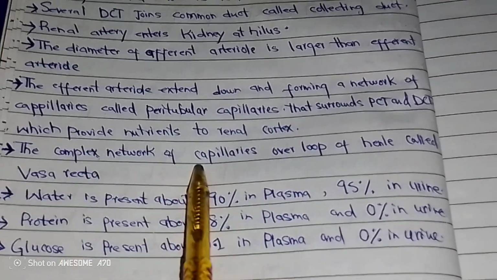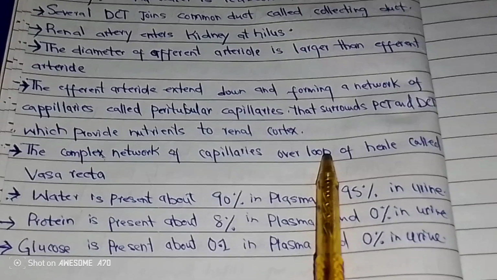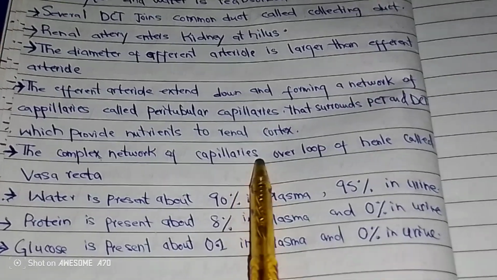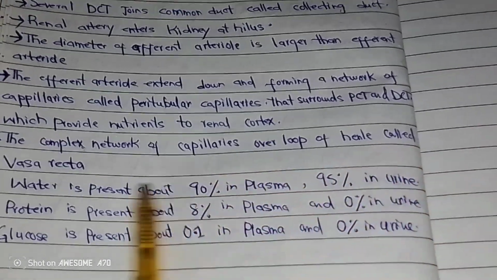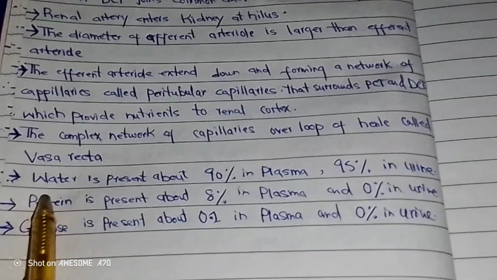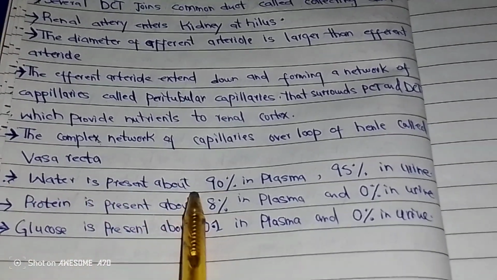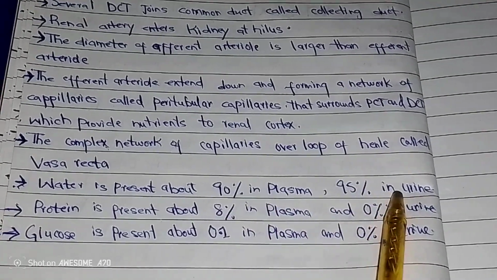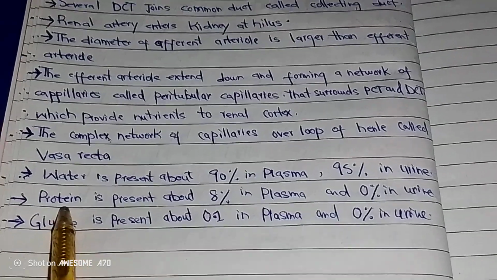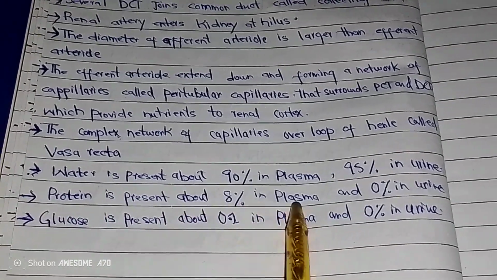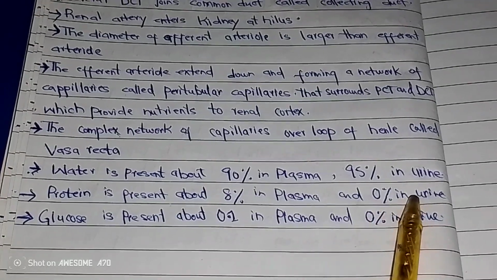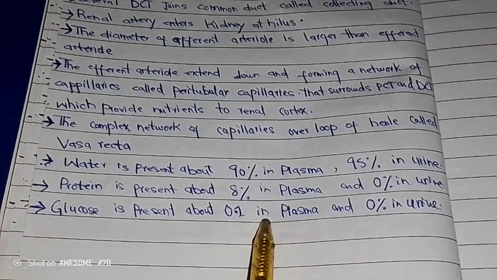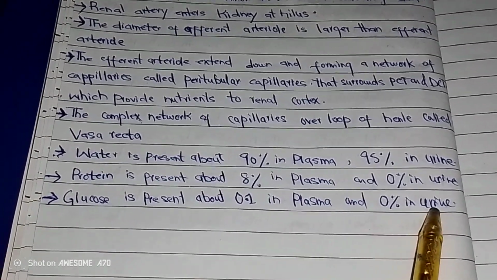The complex network of capillaries around the loop of Henle is called vasa recta. Water is present about 90% in plasma and 95% in urine, and then protein is present about 8% in plasma and 0% in urine, and glucose is present about 0.1% in plasma and 0% in urine.